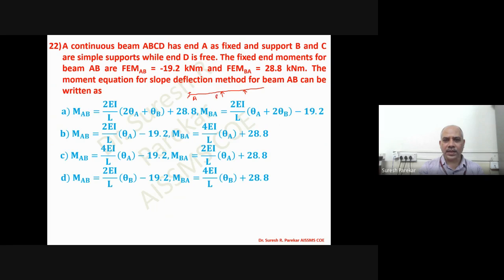Now MF AB is minus 19.2. And then we have theta A 0 because we have a fixed end. So we have only theta B. So in AB we have 2EI upon L theta B. And this will be the option because for this we have 28.8. So option is D.